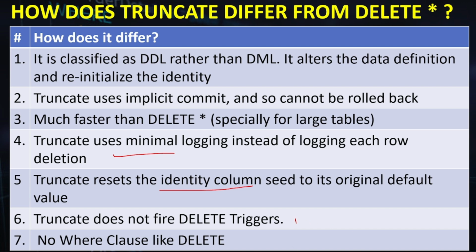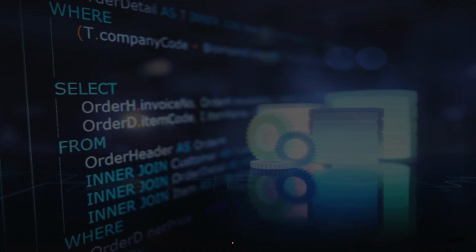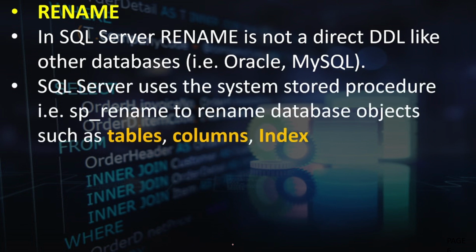The next difference is that when truncate deletes the data, the delete trigger is not executed. You cannot use a where clause in truncate. These are a couple of differences. They are very important. In many interviews, these questions are asked, the difference between these two. So you can have these pointers. Make sense?